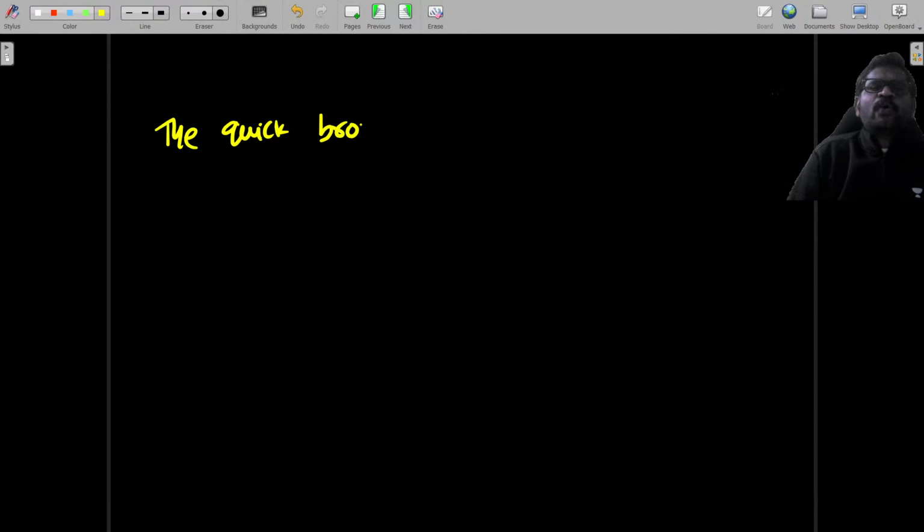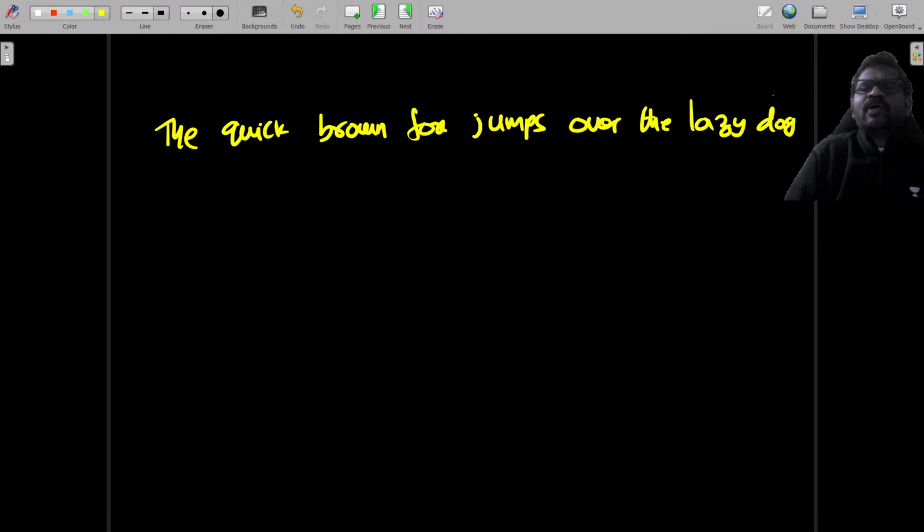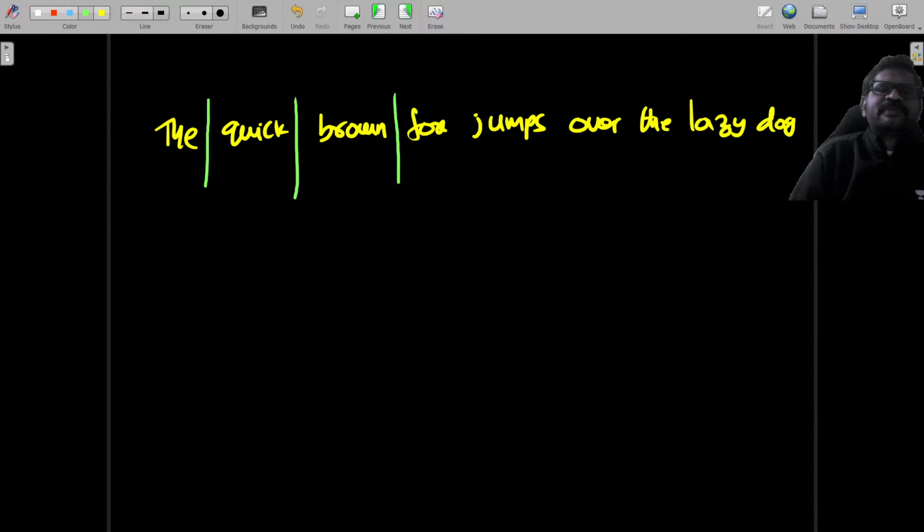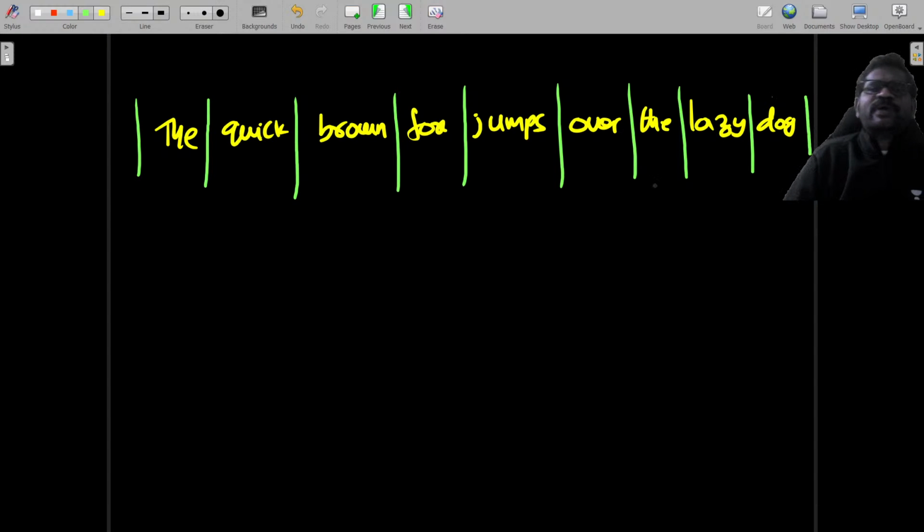The quick brown fox jumps over the lazy dog. Each word of the sentence is written on a separate piece of paper. Here length of the word represents number of letters in that word. Okay. Now here first word, how many letters are there?